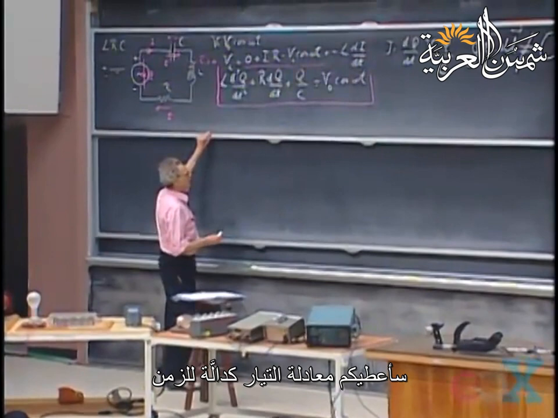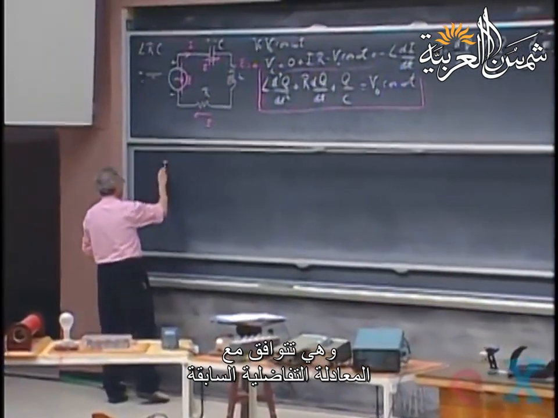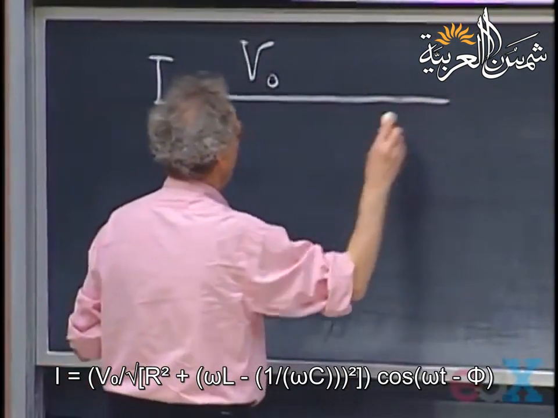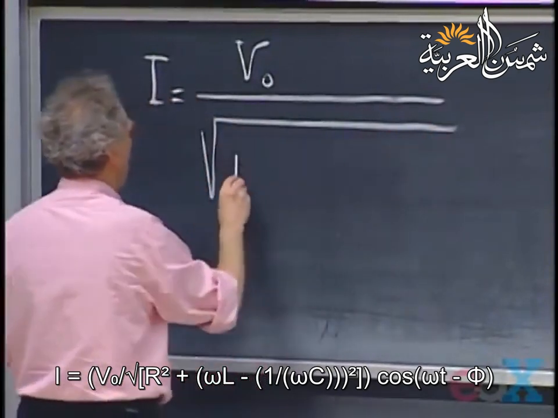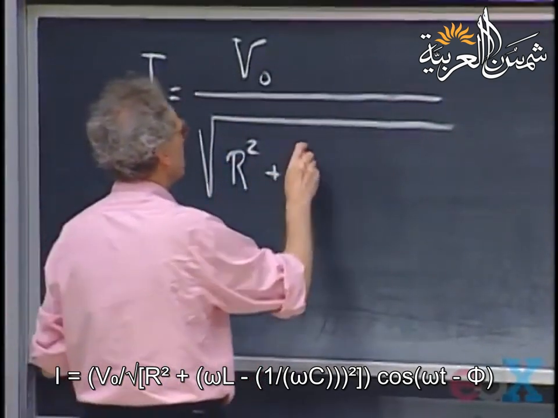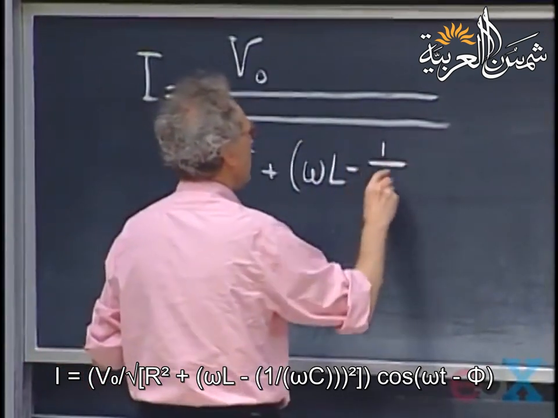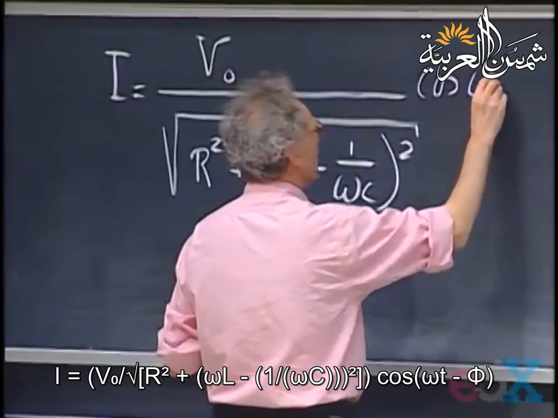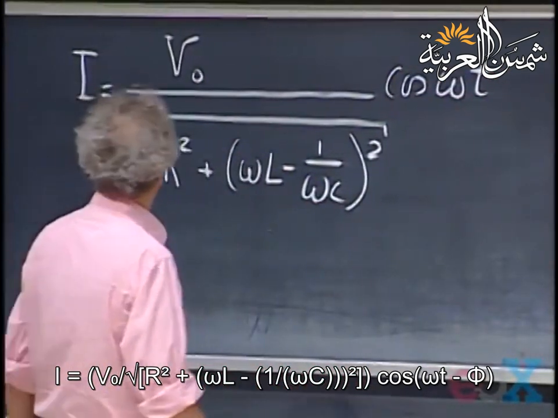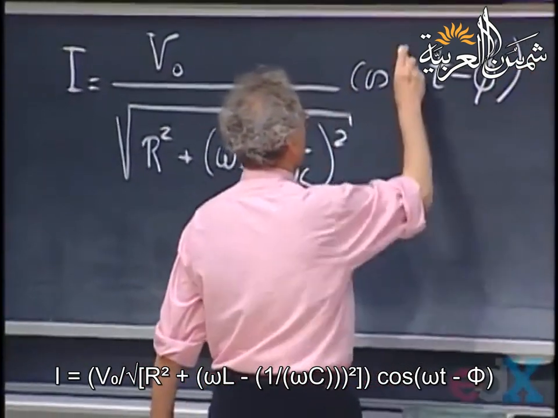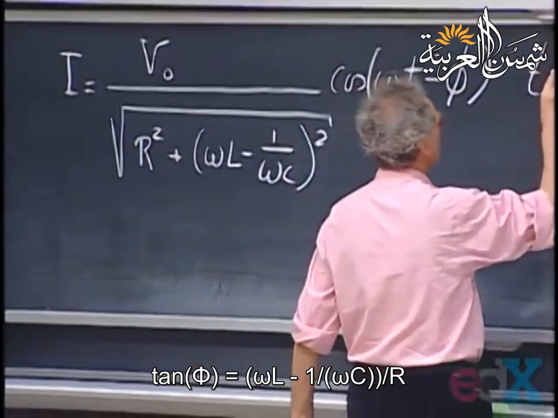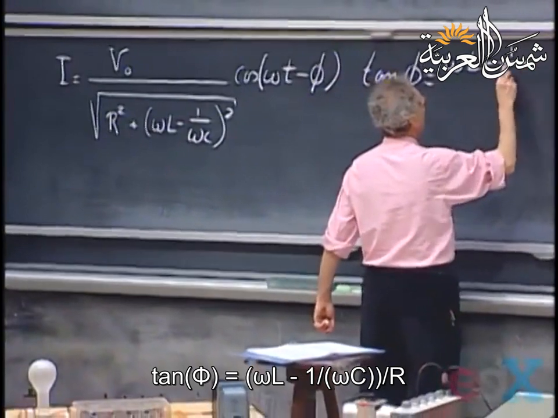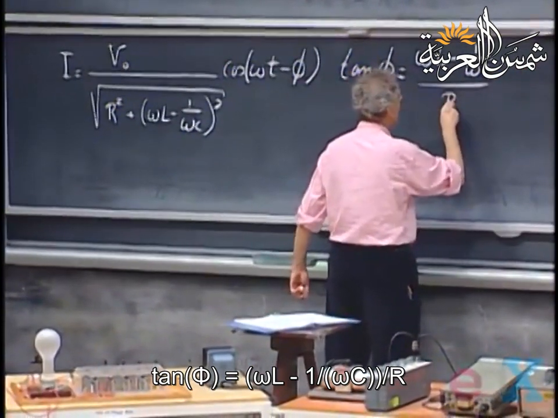I will give you the current as a function of time. So I, that satisfies that differential equation, is V0 divided by the square root of R squared plus omega L minus 1 over omega C, squared, and the whole thing times cosine of omega t minus phi. And the tangent of phi equals omega L minus 1 over omega C, divided by R.